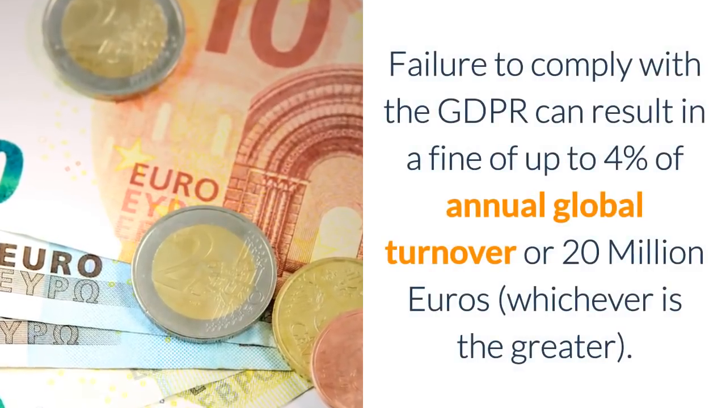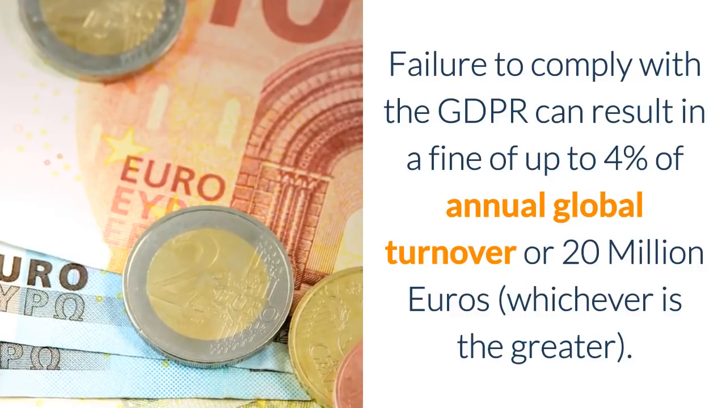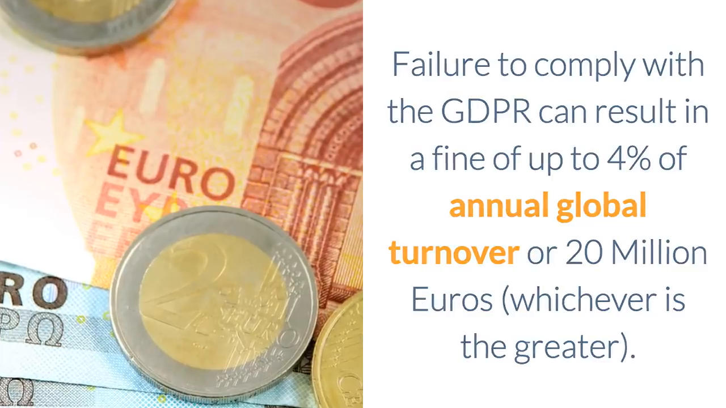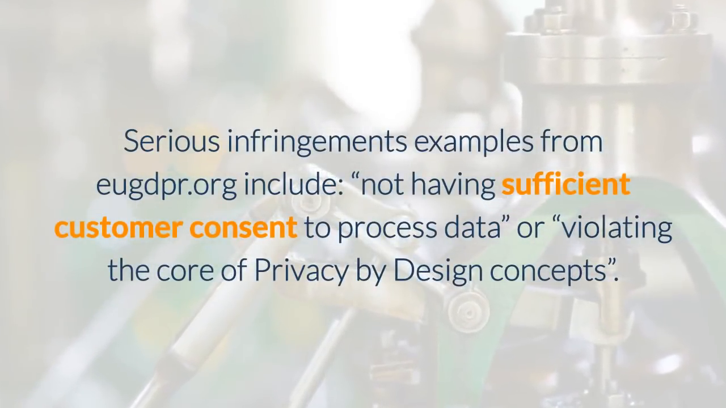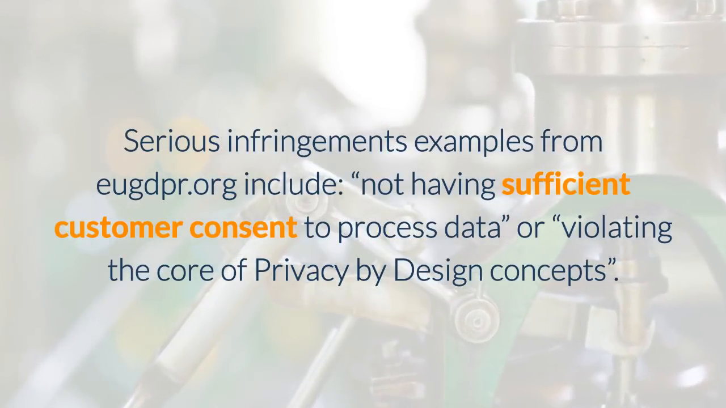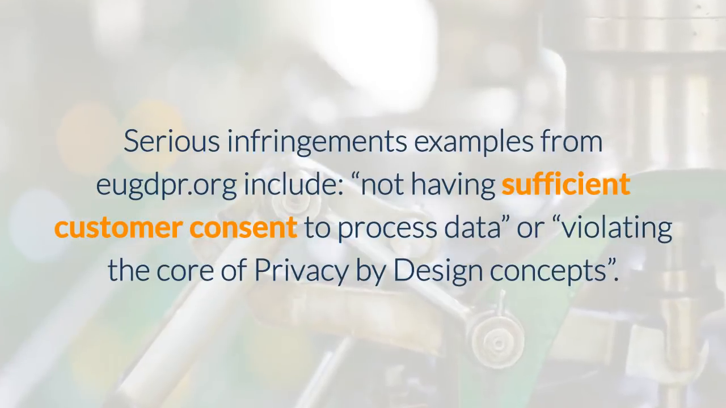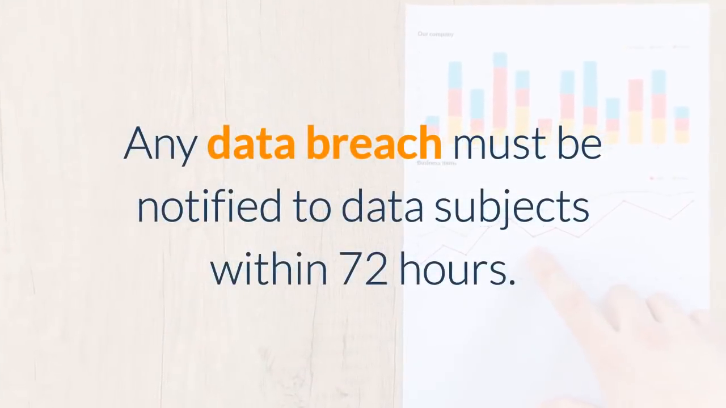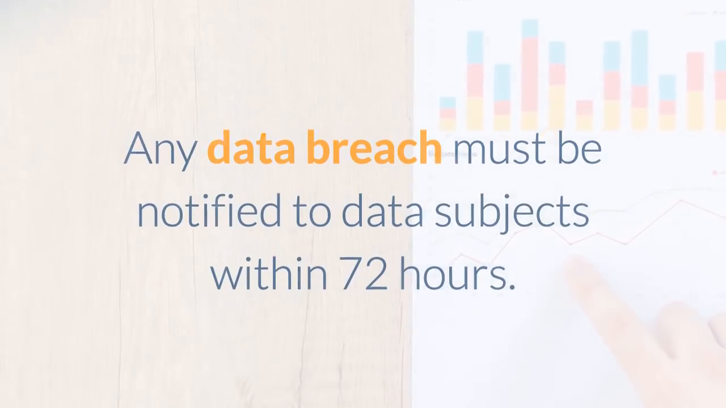Failure to comply with the GDPR can result in a fine of up to 4% of annual global turnover or 20 million euros, whichever is the greater. Serious infringement examples from EUGDPR.org include not having sufficient customer consent to process data or violating the core of privacy by design concepts. And the rules stipulate that any data breach must be notified to data subjects within 72 hours.